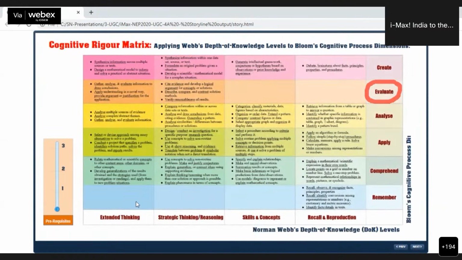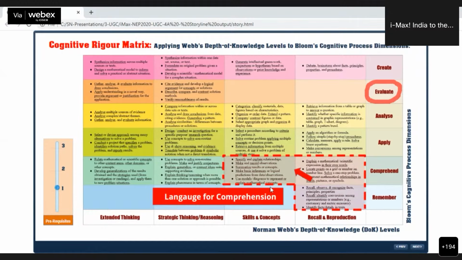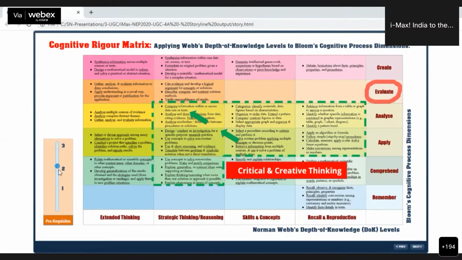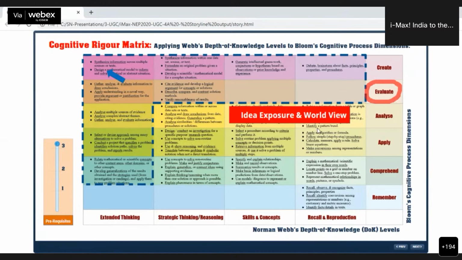So when we are speaking about this cognitive rigor metrics, when we take from here to here, for us to develop the competency from the lower order thinking to higher order thinking, we must develop language for comprehension. And for the second level, we need critical and creative thinking. And for the third level, we require idea exposure and worldview.